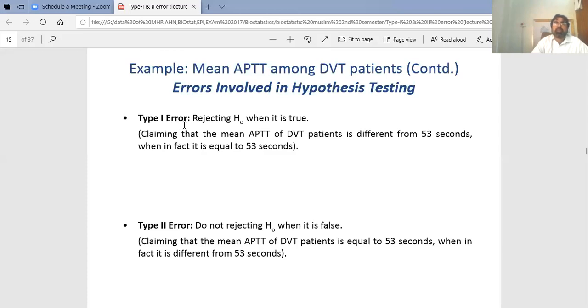So a type 1 error would be rejecting H0 when in fact it is true, meaning it should not be rejected. You claimed that the mean APTT of DVT patients is different from 53 seconds, but in fact it was equal to 53 seconds in the general population. So the null hypothesis was true, but you rejected it. You committed a type 1 error, or alpha error.